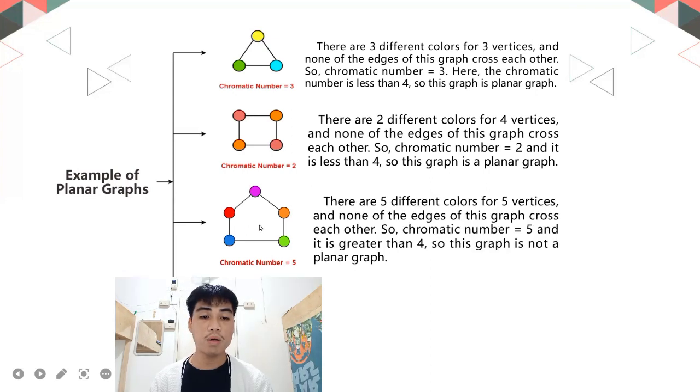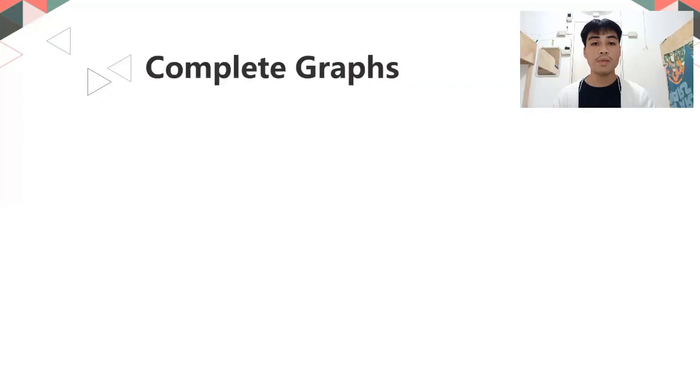For the third example, cycle 5 has 5 different colors for 5 vertices, and none of the edges of this graph cross each other. So the chromatic number is equal to 5, but 5 is greater than 4, so this graph is not an example of a planar graph. Complete graphs.